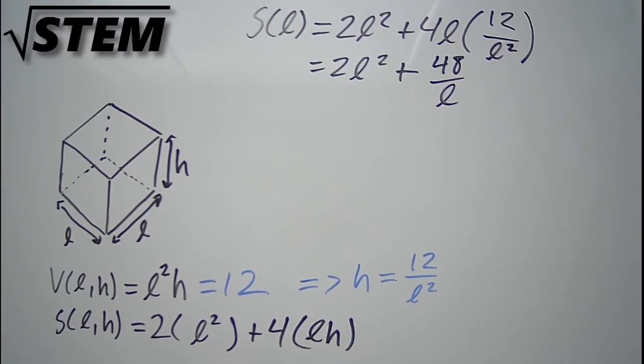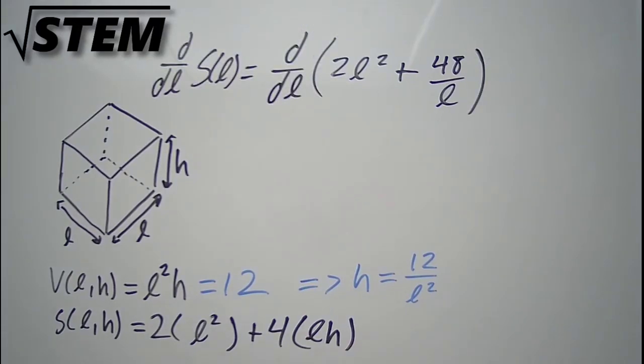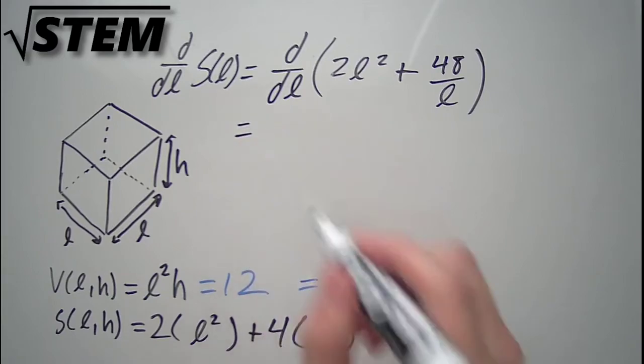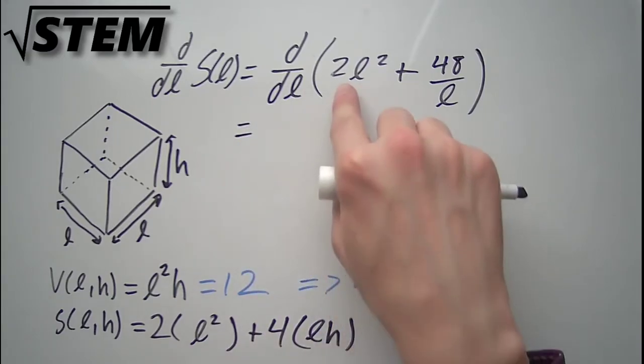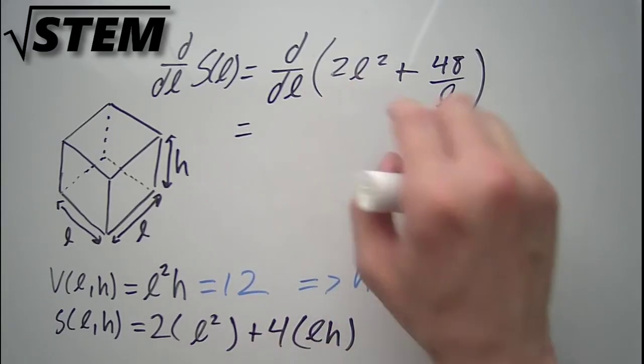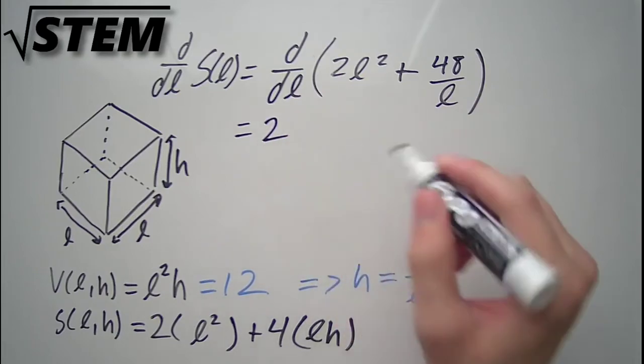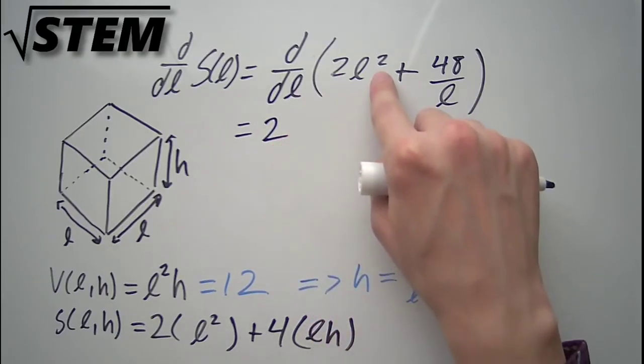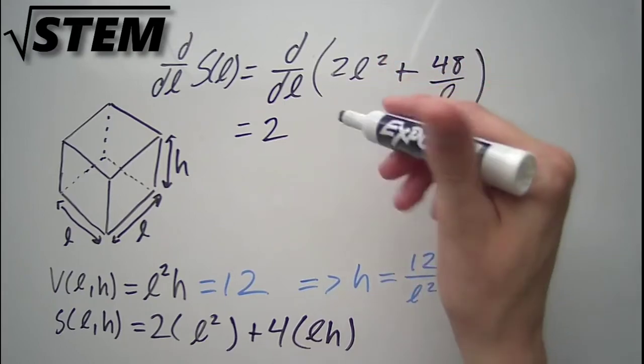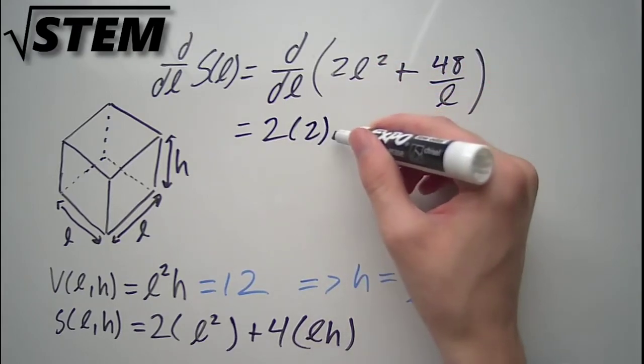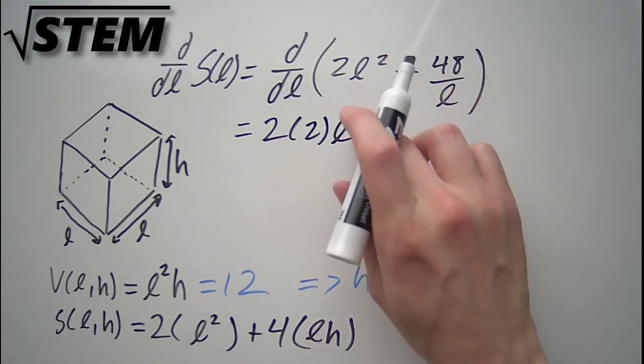Now to optimize this function, we need to take the derivative of S as a function of L and find the point where it equals 0. So to take the derivative of this function, first we would take the derivative of 2L squared. Our 2 stays out in front. Our power rule says that we bring down the exponent of 2 and then reduce that exponent by 1.